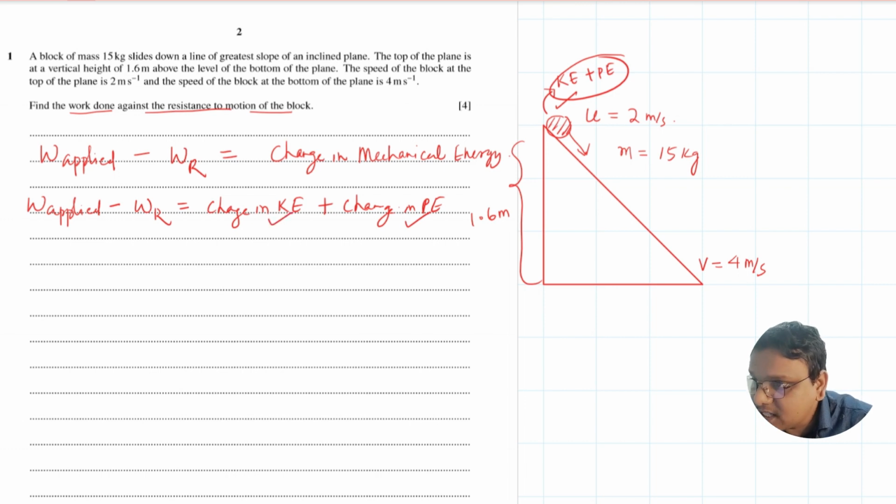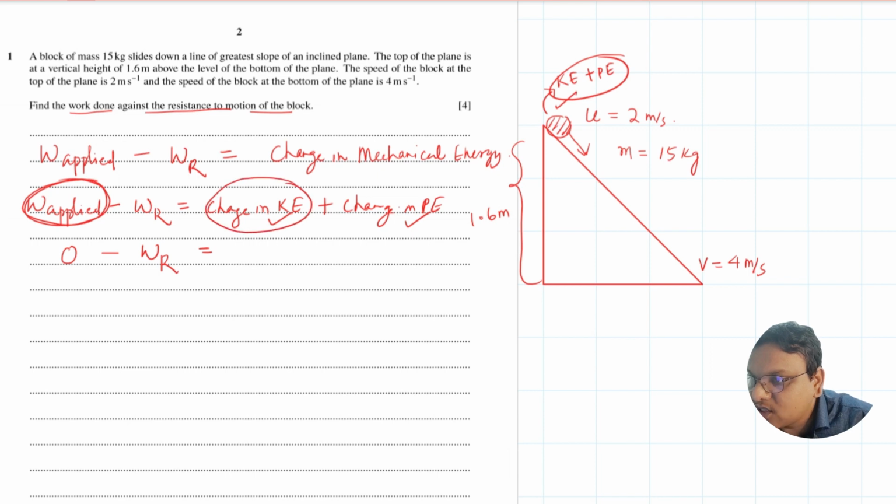As per the question, we don't have any applied force. It moves naturally due to the gravitational force. So the work done by the applied force will be 0. Why? Because there is no applied force, the block moves naturally due to gravity, so the work done by the applied force is equal to 0, correct? So what is W_R? Obviously, the work done against resistance, which we need to find.